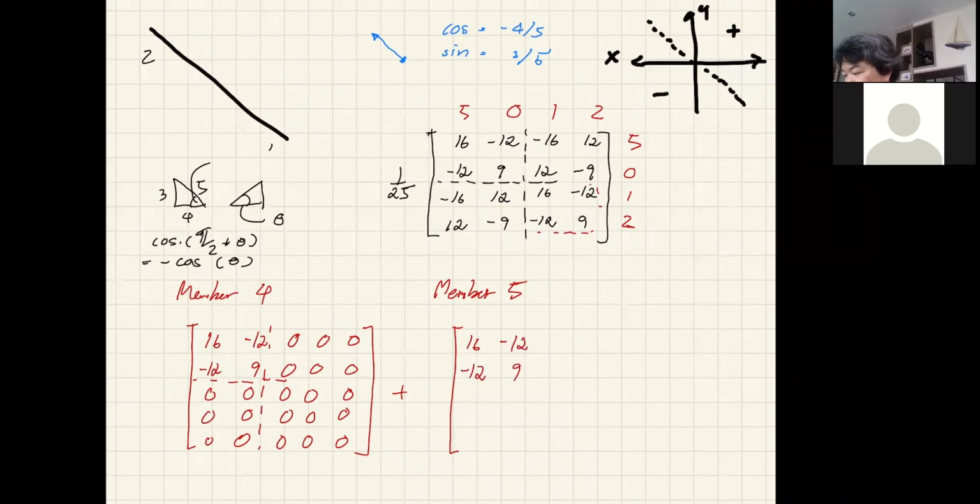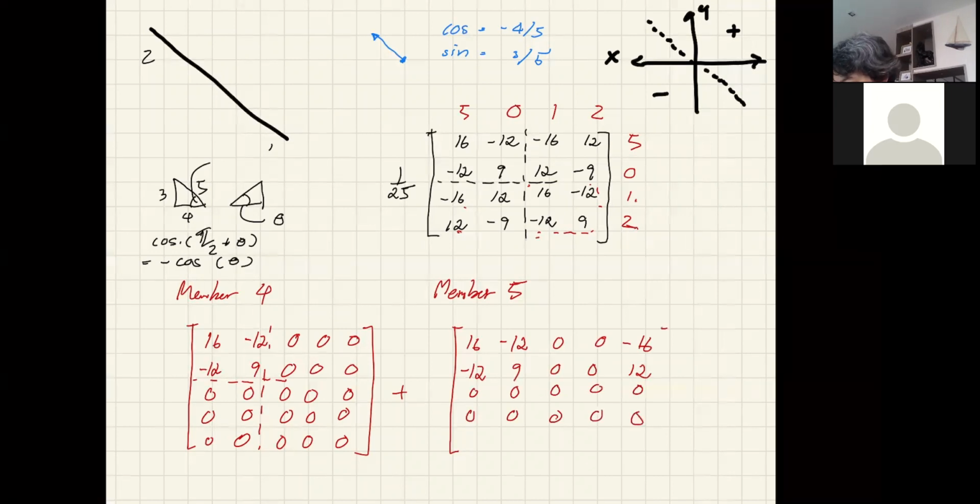So you take care of the first area, and then you realize that there's nothing until the 5th. So it goes 0, 0, 0, 0, and then the 5th. First row, 5th column, minus 16. Second row, 5th column, 12. See? And nothing in 3 and 4. So it's 0, 0, 0, 0, 0, 0, 0, 0, 0, 0.